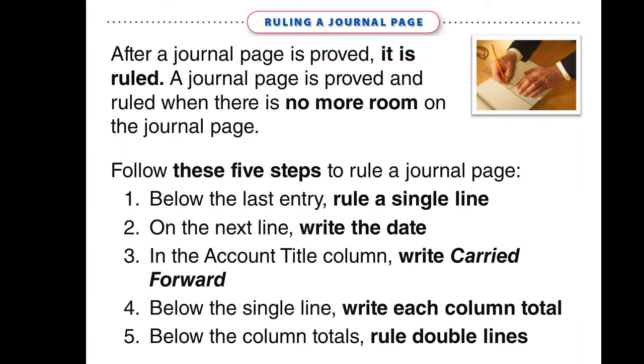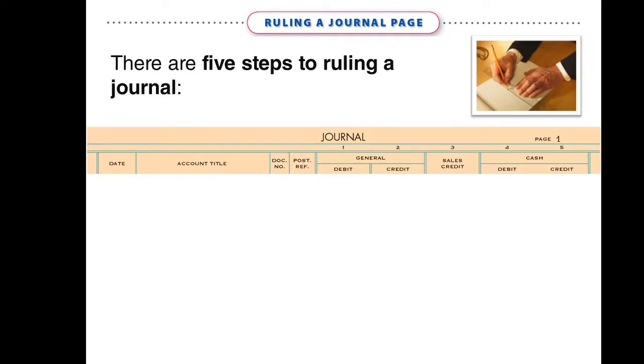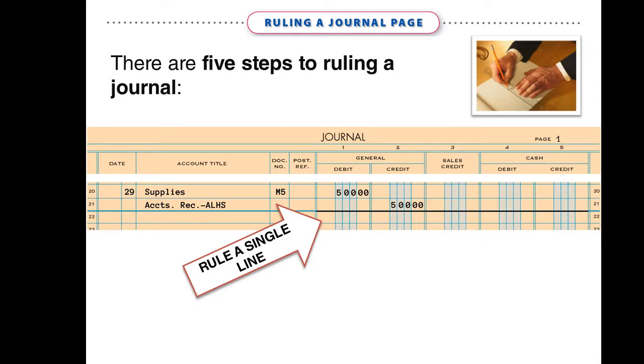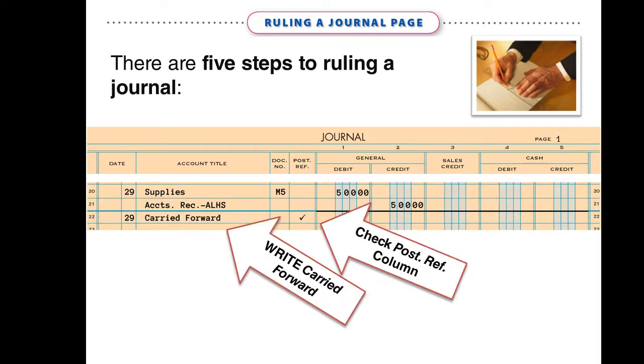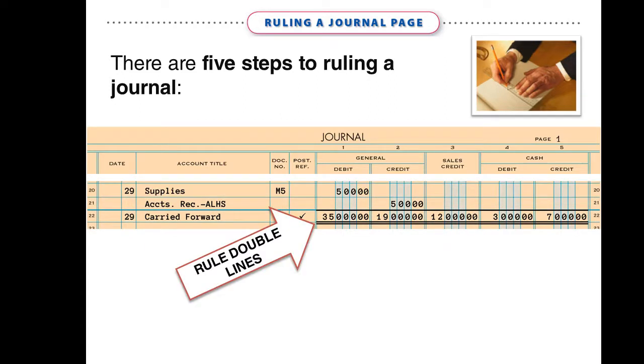Once again, much easier to visualize the process. First step. Draw the single line underneath the 5 columns. Next, write the date. Then, carried forward and check the post-ref column. Sum up the columns, then place a double line at the bottom.